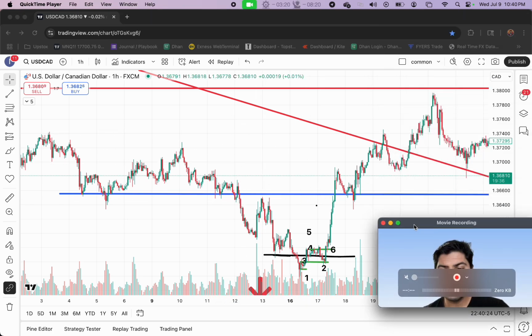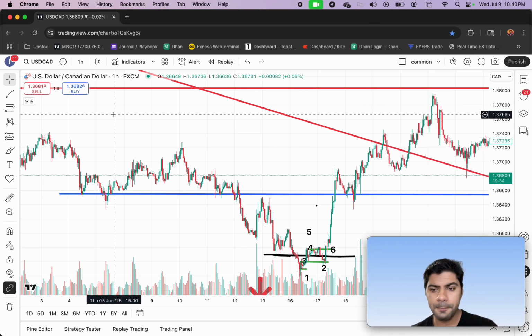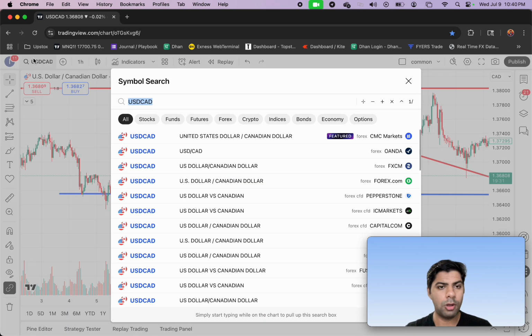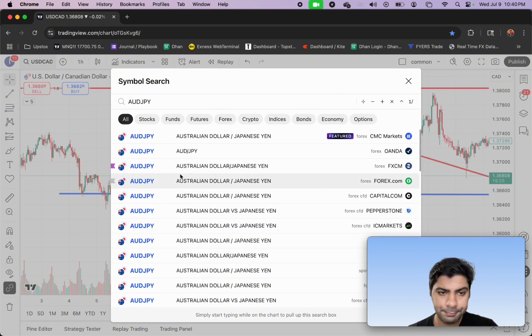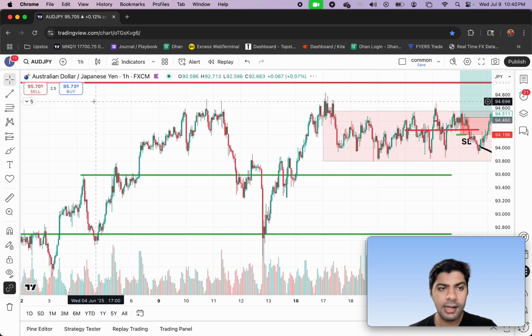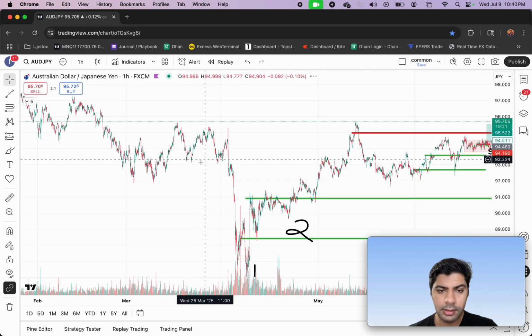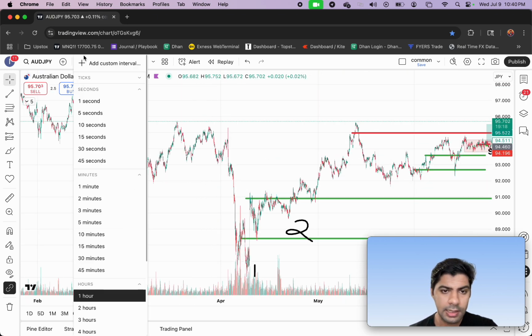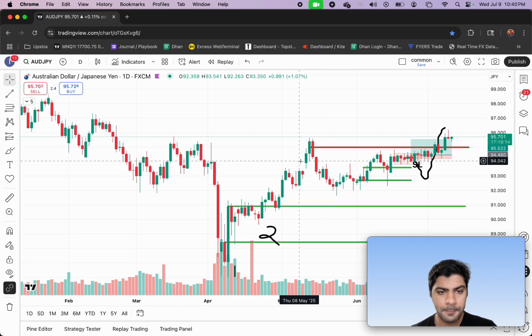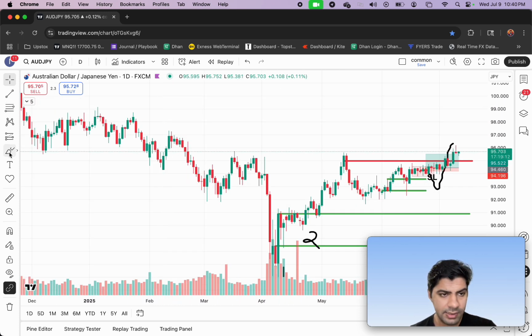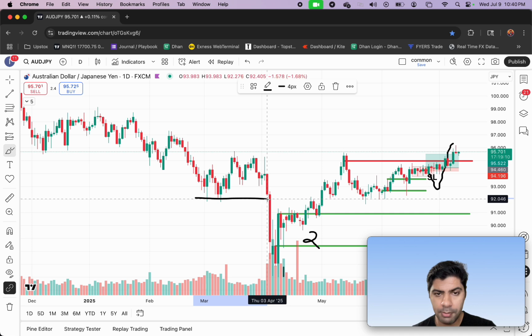Now let's go on to the Aussie Yen trade, which I also discussed, and I also uploaded a shorts video for that pair. Now as I had discussed the setup in the previous trade, a similar setup had formed in this chart as well. Now as you can see, the previous breach of the low happened around this area.